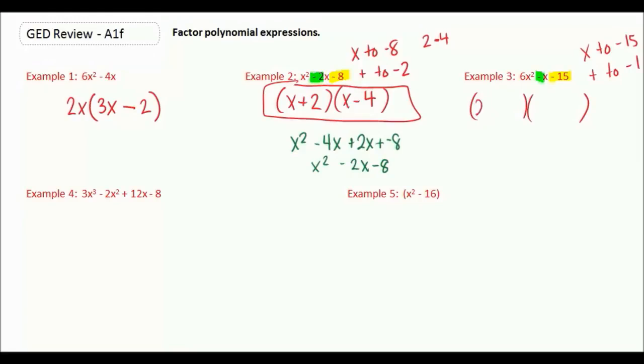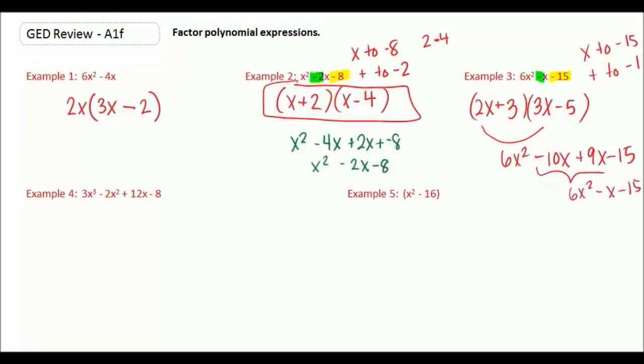We could also do 2x and 3x. Let's try 3 and -5 and see if that works. 2x times 3x is 6x squared. 2x times -5 is -10x. 3 times 3x is 9x. And 3 times -5 is -15. And then these two together will give you your -x. So this is the correct factored answer.